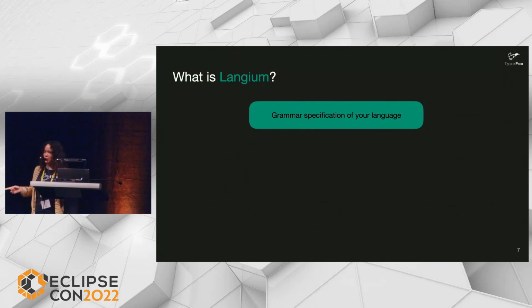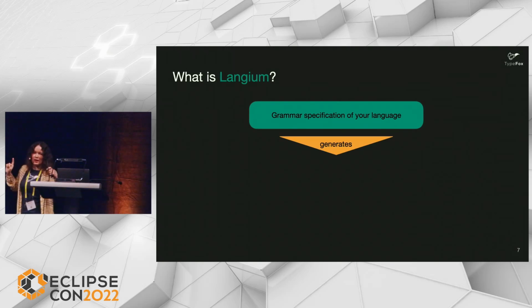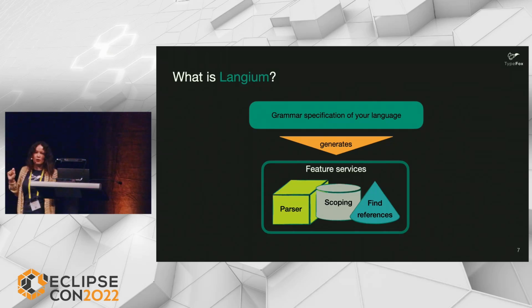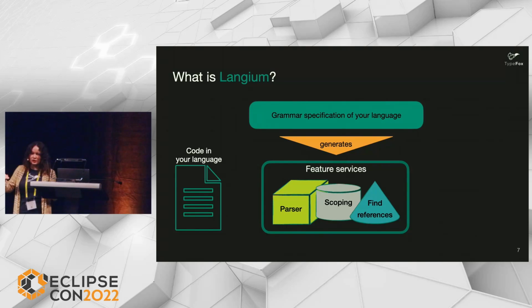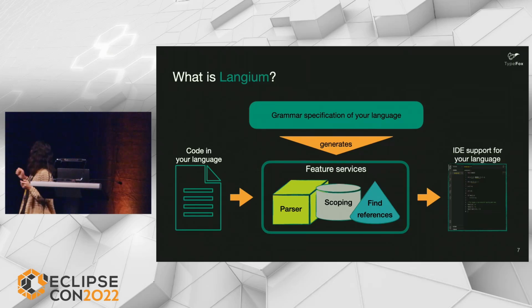So how is everything working? You implement the grammar of your language, and then Langium provides you all feature services with some default implementation. So it's parsing, scoping, find references, and many other services, in such a way that everything is already working using only your grammar. So you have code snippets in your language, use all these feature services that are already with you thanks to Langium, and then you get IDE support with highlighting and everything, whatever you want.